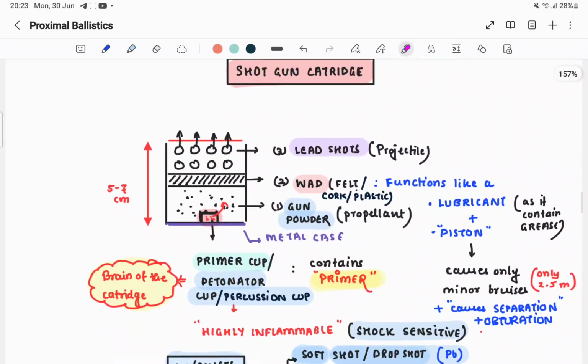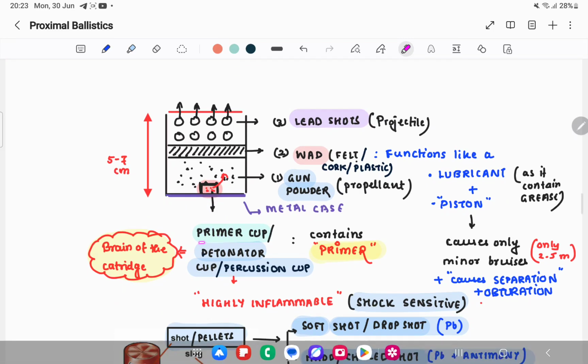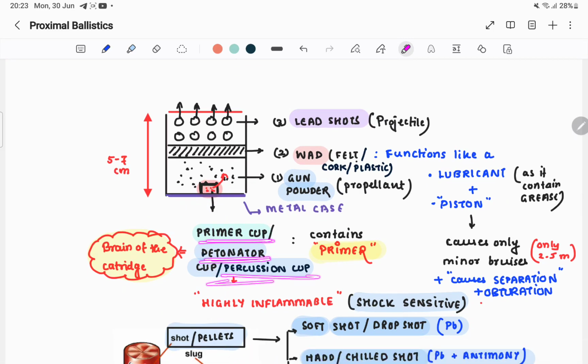Shotgun cartridge basically has 3 portions. Look at this, this type of cup-like thing is there. There is a small metal case, and this small case is the brain of the cartridge. What is it called? It is called the primer cup, detonator cup, or percussion cup. It contains the primer. I will talk about what is there in the primer.